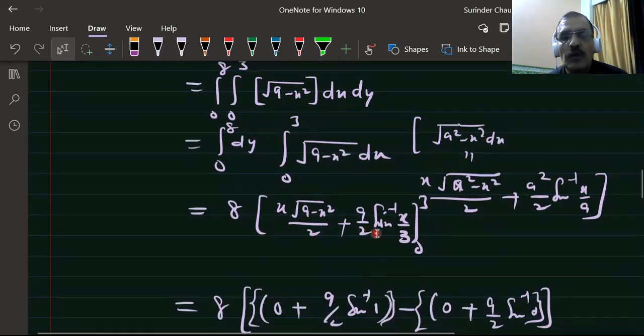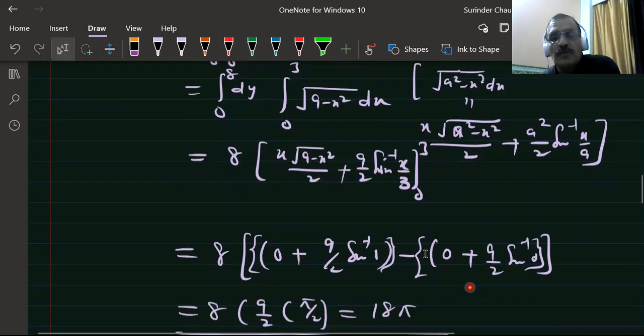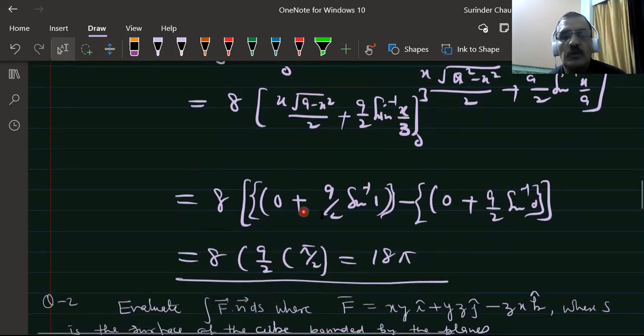So after substituting the value, put the upper limit and lower limit. Upper limit is 3 sin inverse 1, right? This is 9 by 2. Minus lower limit, which is equal to 0, and sin inverse 0 is equal to 0. So now this value is equal to 8 into sin inverse of 1.